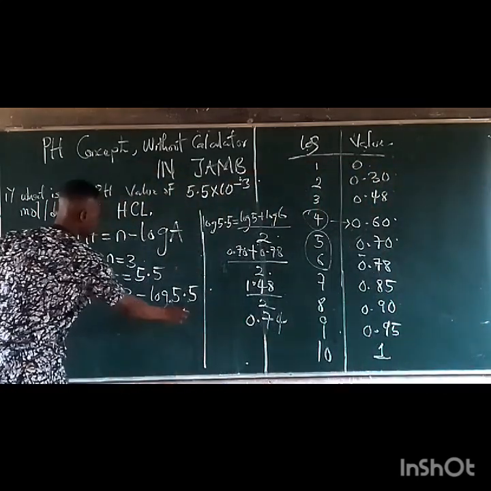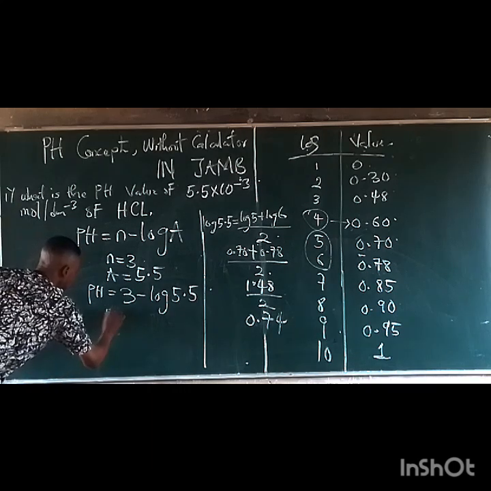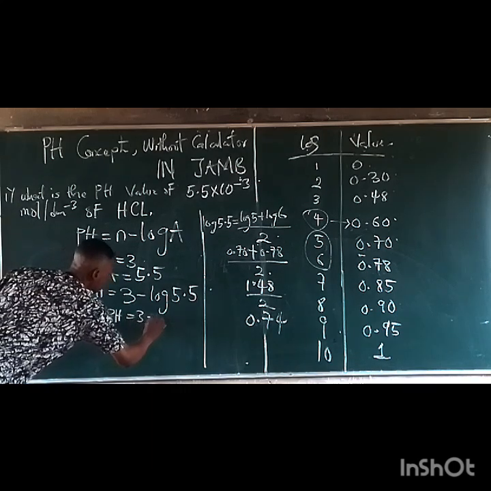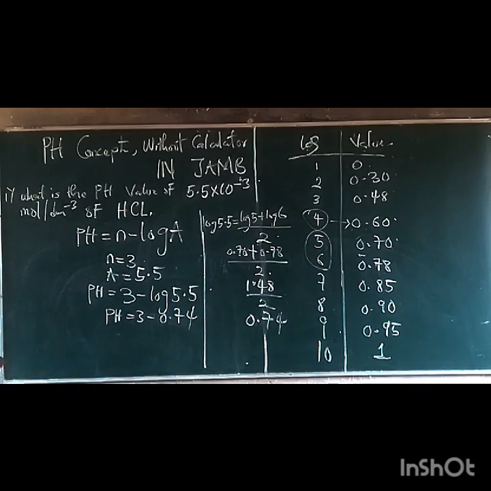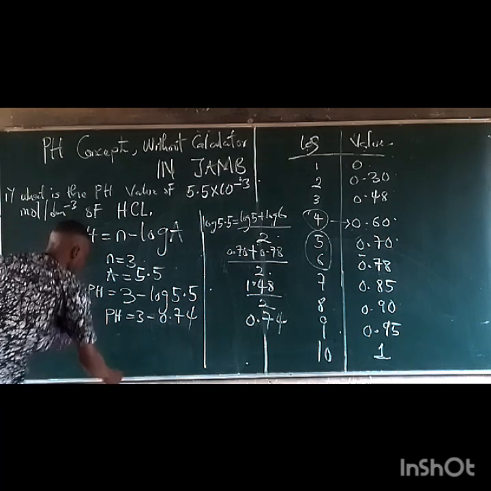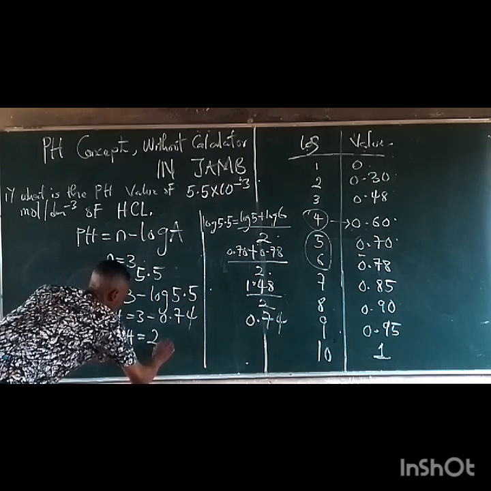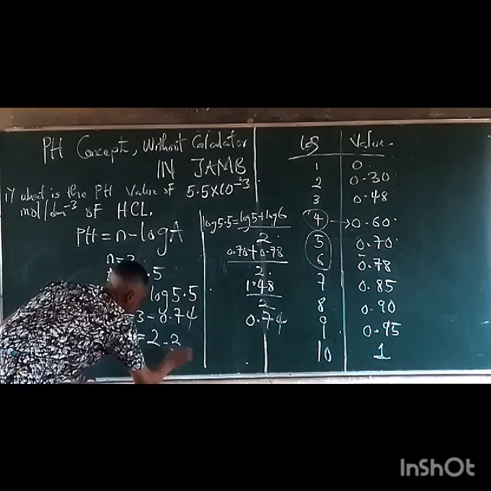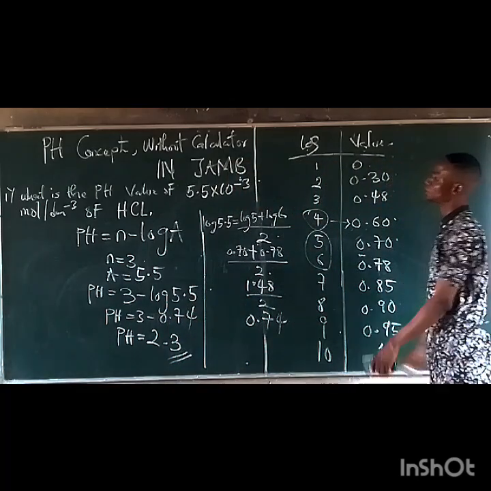So here, if our log 5.5 will give us 0.74, we are going to have our pH equal to 3 minus 0.74. And now, let's calculate. We are going to have 3 minus 0.74. We are going to get our pH to be equal to 2.3. That's the answer. Can you see how we solve the question?